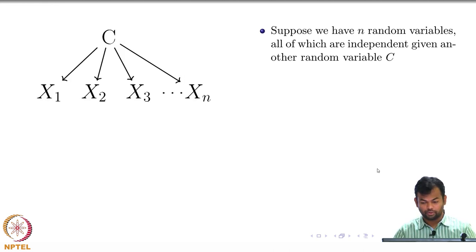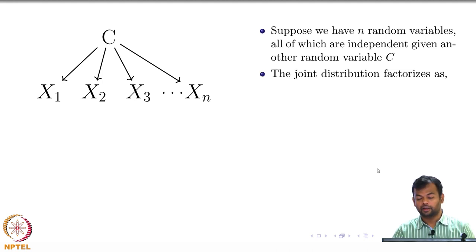Okay. So now this is one way of representing it, right? That I am saying that there is a random variable C, and this arrow says that all the random variables x1 to xn actually depend on this random variable C, right? Now, how would the joint distribution factorize in this case? Starting with the chain rule, what would the joint distribution look like?